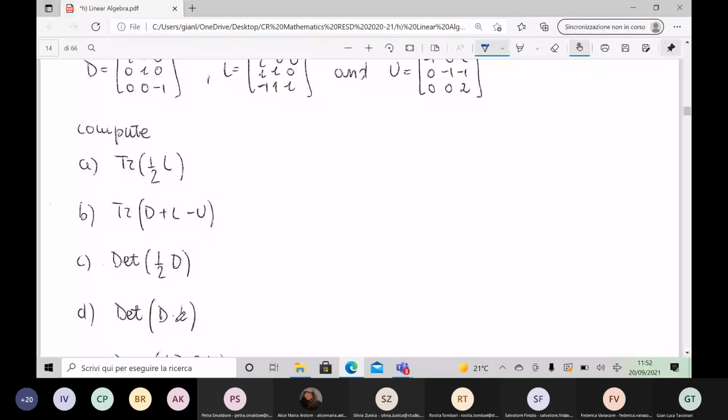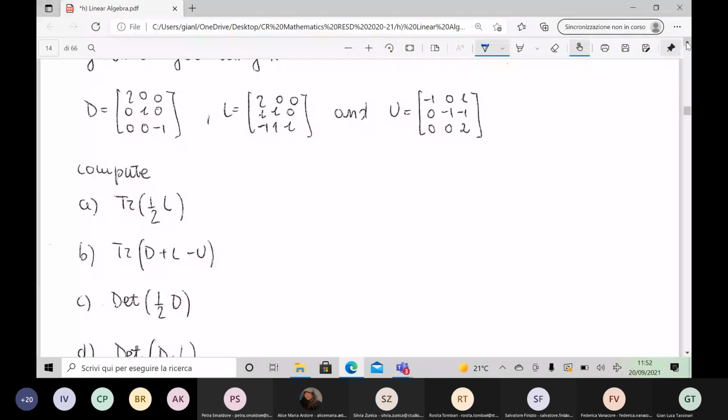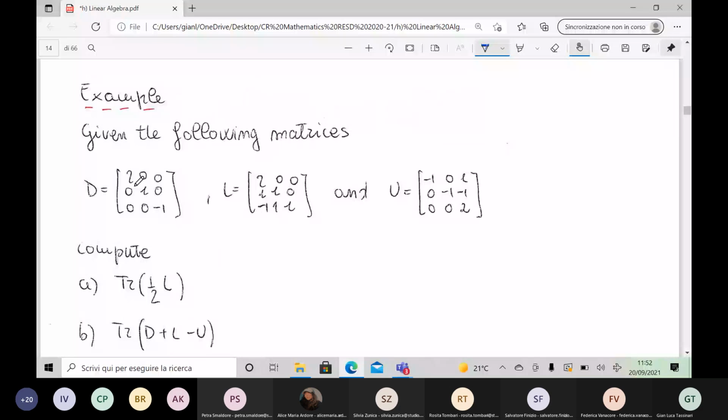Determinant of D times L. This determinant of this matrix is different from 0. Guys, you have the determinant of the product of two matrices. So you can split it as the determinant of D times the determinant of L. The determinant of D was minus 2. Which is the determinant of L? It is a lower triangular matrix, so you can compute it directly by making the product of the diagonal elements. So this was minus 2, I told you, times 2, so it's minus 4.